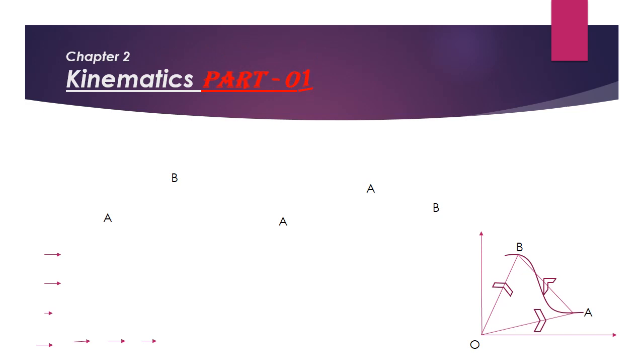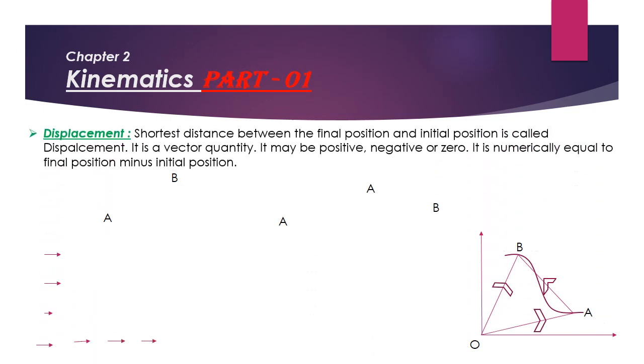Chapter number 2. Kinematics, part 1. Displacement: the shortest distance between the final position and initial position is called displacement. It is a vector quantity. It may be positive, negative, or zero. It is numerically equal to final position minus initial position.